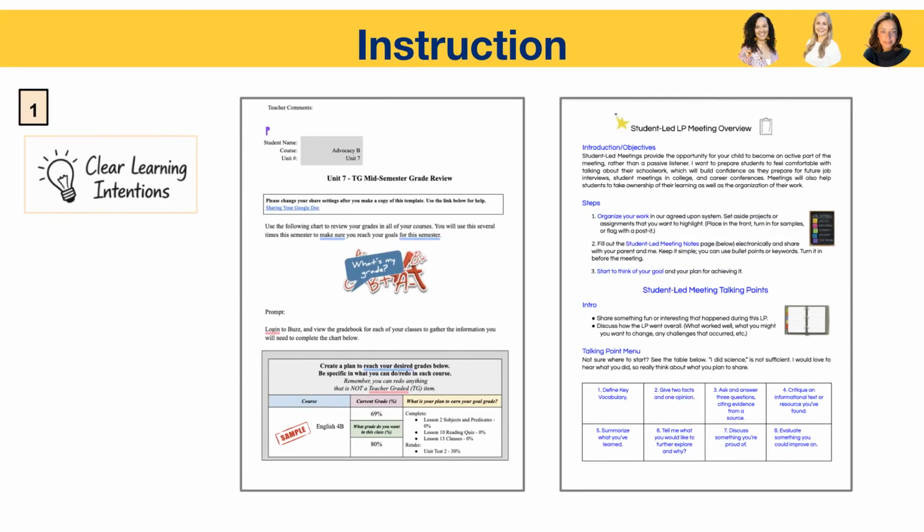The first part of the framework is clear learning intentions. This means students should know what they're learning before they begin, not just what task they're completing. When students understand the purpose of the lesson, they are more likely to stay focused and make meaning of the work. For families, this can be as simple as asking, what are you learning today? Or what is the goal of this assignment? You can also help students restate the learning in their own words. When the target is clear, students are better able to monitor their progress and recognize when they are successful. This shifts the focus from just finishing work to actually understanding something new.